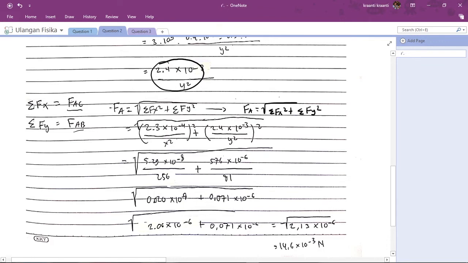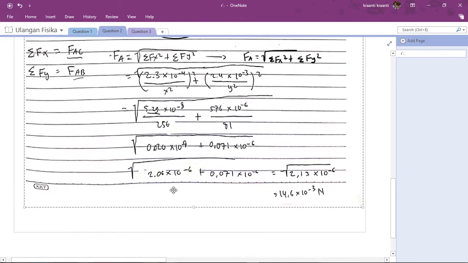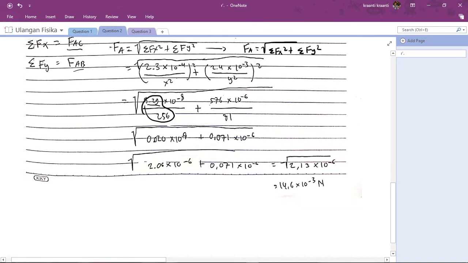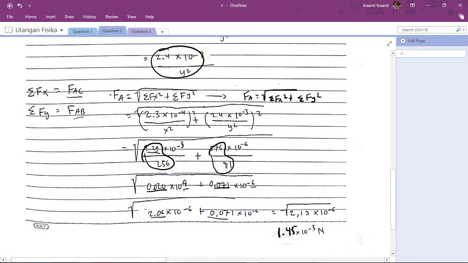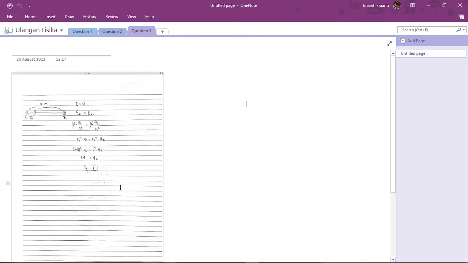Fx, we already find it, right? Fy, we'll find it. So we'll calculate this one and this one. We calculate it by itself to the power of 2. We got this one and this one, 5.29 and 5.76. And then we divide this one and also this one, you got this number. So this one and this one is the same, so it comes like this, and then we add, so it's equal to 2.13 times 10 to the power of minus 6. The square root of this one is this, so this is the answer. FA is equal to this one, Newton. Alright, we move to the third question.